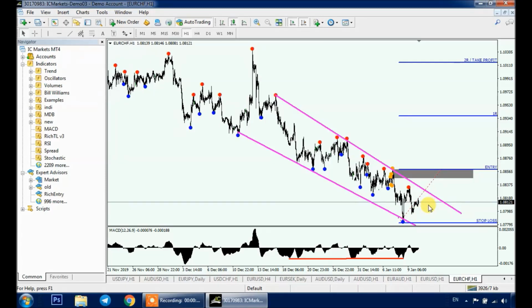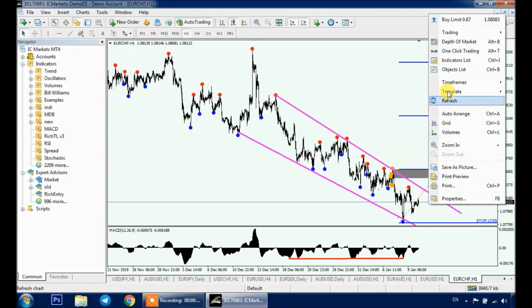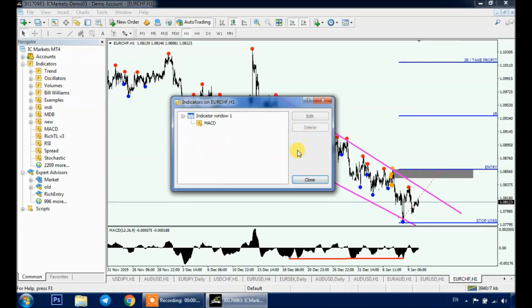RichEntry EA can be used by any trader who's looking to enter trades on a level break. By break, we mean a candle close above or below a level. Not just buy stop, sell stop, buy limit or sell limit. Even if you don't have RichTL on your chart. So we can delete it for now.